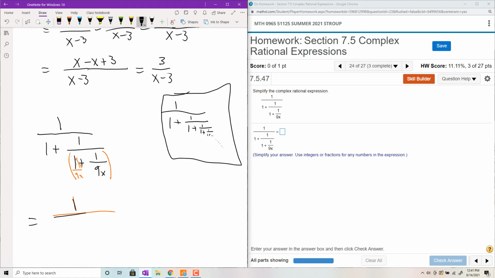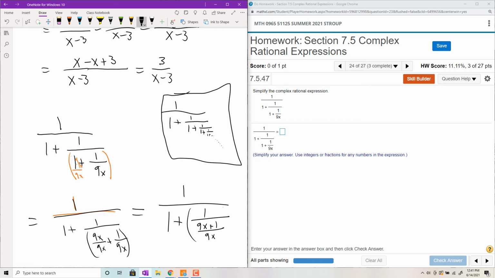1 all over 1 plus 1 all over 9x, over 9x plus 1 over 9x. Okay. And then I can simplify that part by just combining the numerators over the common denominator. So we get 1 plus 1 all over 9x plus 1 all over 9x.